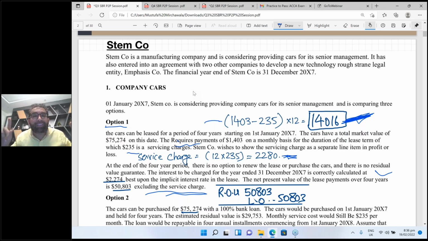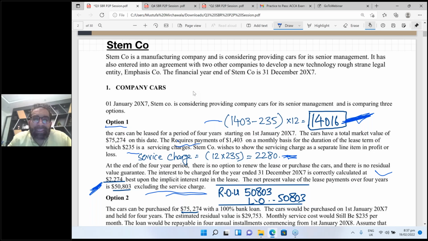So active students, please. The total rentals, the total amount we are paying, is 14016. And out of this total amount, how much is the interest? 2274. So if you subtract 2274 from 14016, you will calculate the pure principal repayment, the reduction of your lease liability during the year.